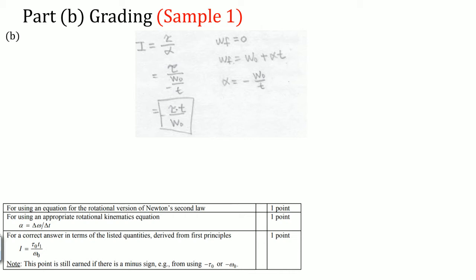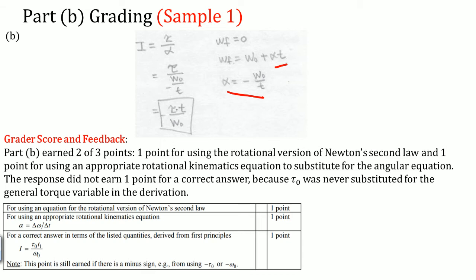So this person uses a kinematics equation. Then they have the correct angular acceleration. They start here, then they got here. Interesting. So the grader said that this earned 2 out of 3. 1 point is for using the rotational version of Newton's second law. This looks like F equals ma, which is found on the formula sheet. So that's how they earn the first point.